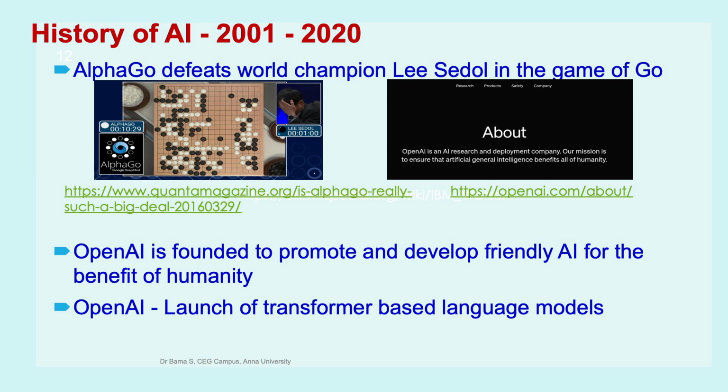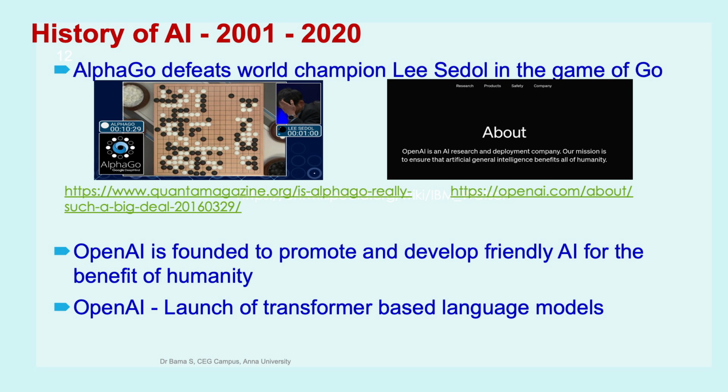This transformer is not with respect to electrical transformers, but with respect to neural networks. So, we will get into the structure maybe later in the course, but this transformer based language model made a big disruption in the AI industry. And these are the two figures. One on the left side is AlphaGo, which is defeating the champion Lee Sedol, and on the right side it is the about page of the OpenAI model.